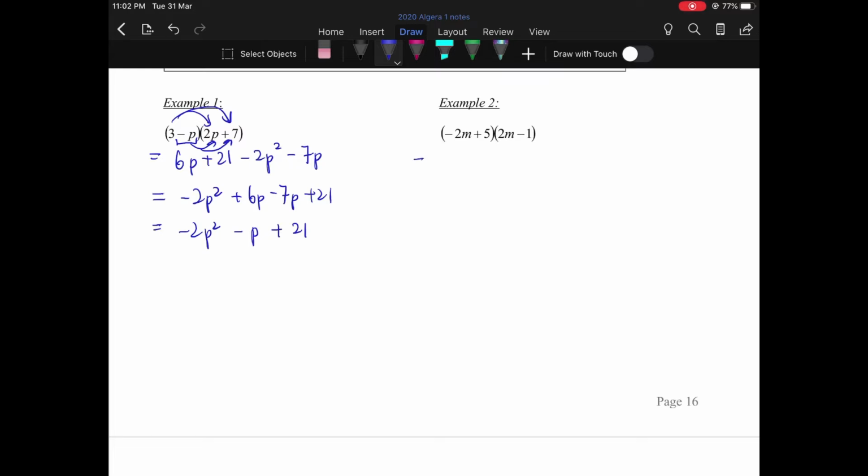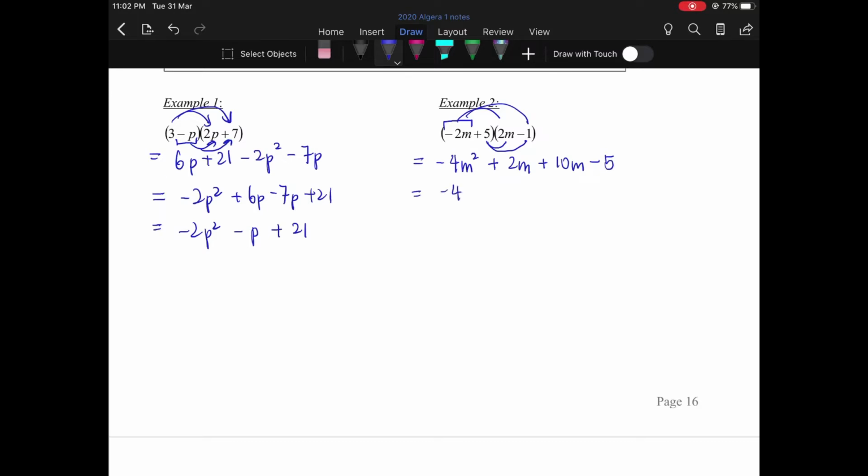Example 2. Let's draw the arrows again. So you have to distribute negative 2m. So negative 2m times 2m, you will get negative 4m to the power of 2. Then negative 2m multiplied by negative 1, we get positive 2m. Next, we take 5 times 2m, we will get 10m. Then positive 5 times negative 1, we get negative 5.